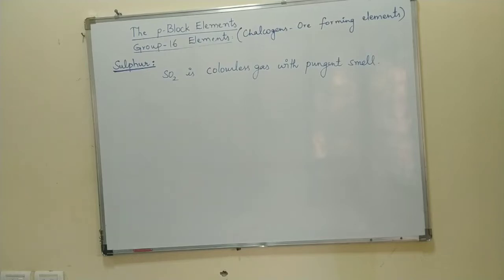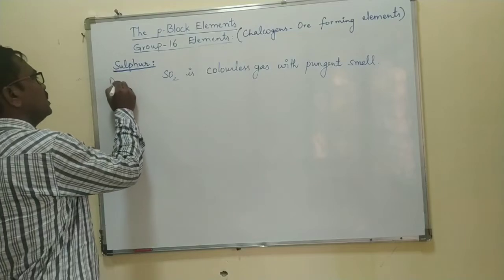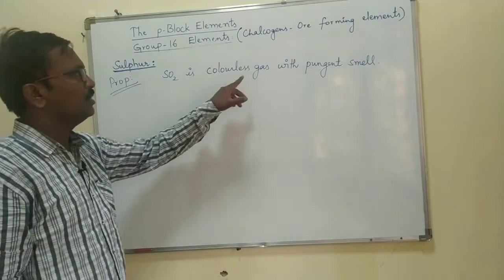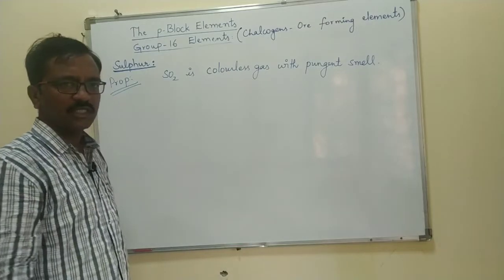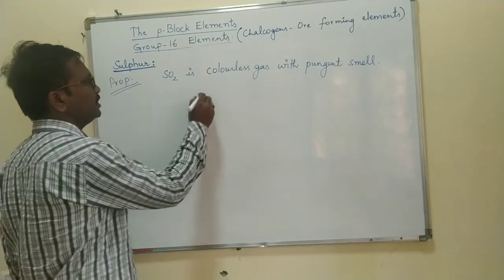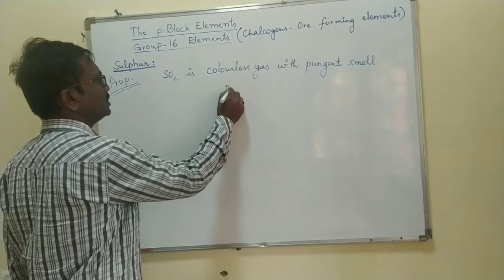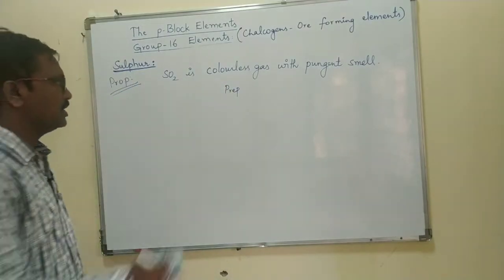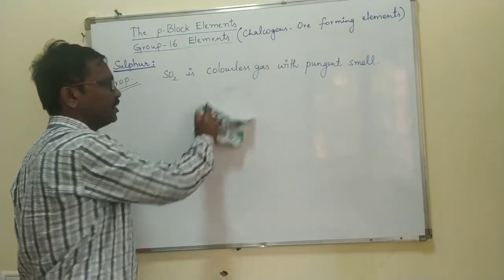Next one is properties. Sulfur dioxide, like sulfur compounds generally, has a pungent smell, right? Colorless gas with a pungent smell. Sorry, we already discussed preparation methods, right? So the next one is the chemical properties.